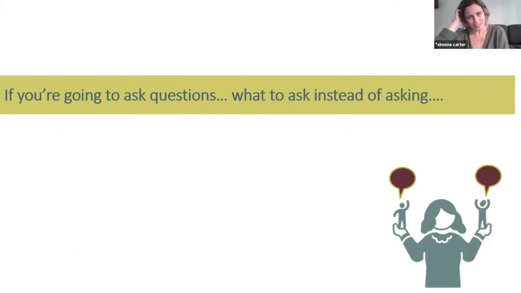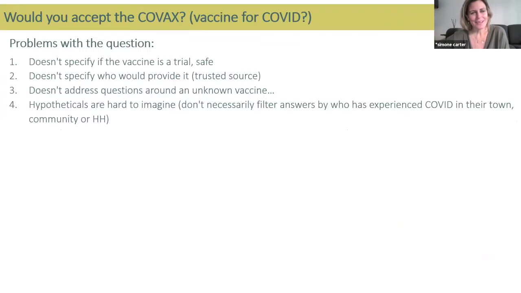So if you are going to ask questions, of course, we need to ask questions sometimes, what to ask instead of asking. So this is just a couple of examples. We say, would you accept the COVAX, the vaccine for COVID? So the problems with this question, and this kills me, and as a plug, at the end of this week, the ACT accelerator groups will come out with key questions that can be used to understand what is required in terms of communication and engagement around a vaccine, that do not involve questions like, would you accept a hypothetical vaccine? So they will come out with those.